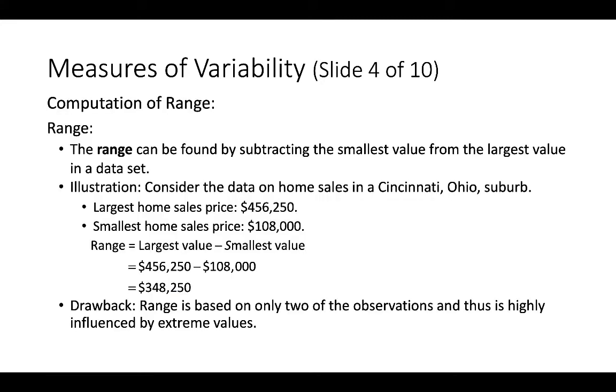One of the measures of variability is range. Range is basically the difference between the minimum and the maximum. So, for example, the maximum home sales price in 1 year is $456,250, and the minimum is $108,000. The range of the values would then fall between these two numbers, so the maximum minus the minimum, which is $348,250. So basically, the higher the range, the more variability you have.